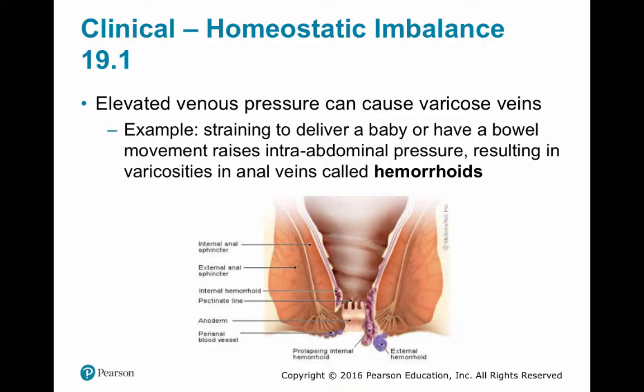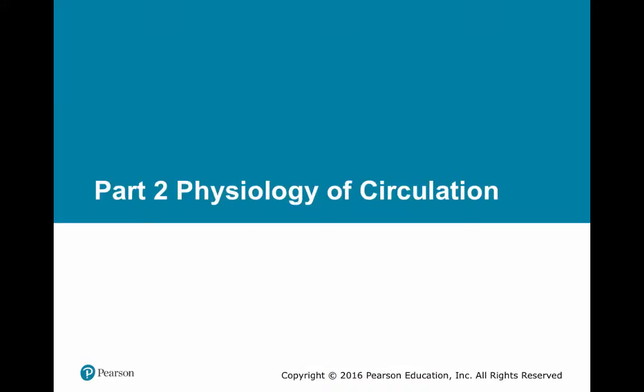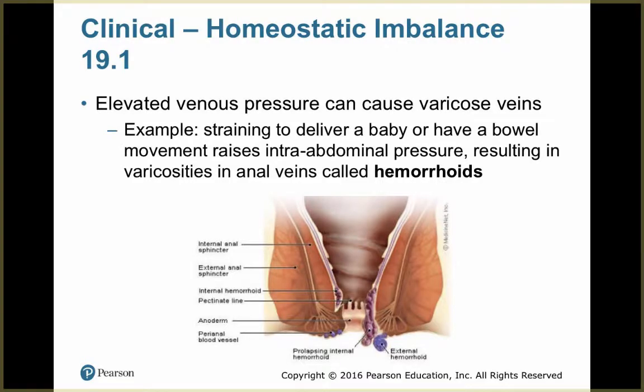Elevated venous pressure can also cause varicose veins. And this can happen in areas towards the rectum. That's essentially what happens when we're looking at hemorrhoids here. When you deliver a baby or have a bowel movement, you're increasing the intra-abdominal pressure. And this can result in varicosities in the anal veins, and these can pop out. A lot of times they can be reduced and brought back into the rectum, or sometimes you have to get them surgically removed.